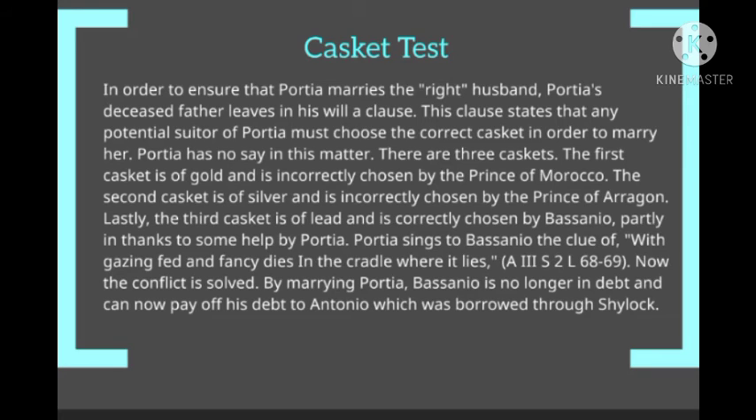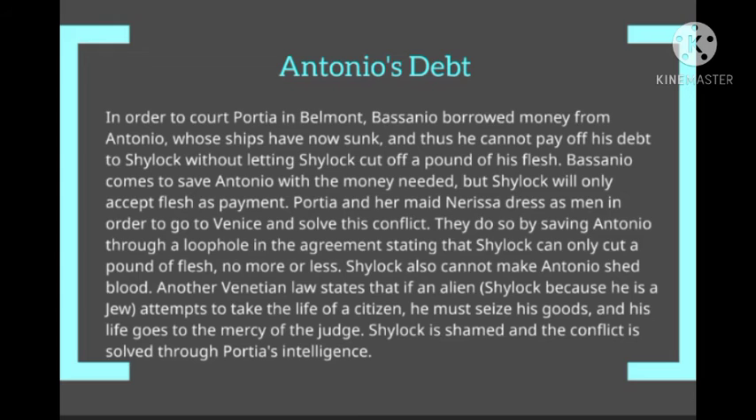By marrying Portia, Bassanio is no longer in debt and can now pay off his debt to Antonio, which was borrowed through Shylock. The second conflict in the play is Antonio's debt. In order to court Portia in Belmont, Bassanio borrowed money from Antonio, whose ships have now sunk, and thus he cannot pay off his debt to Shylock without letting Shylock cut off a pound of his flesh. Bassanio comes to save Antonio with the money needed, but Shylock will only accept flesh as payment.